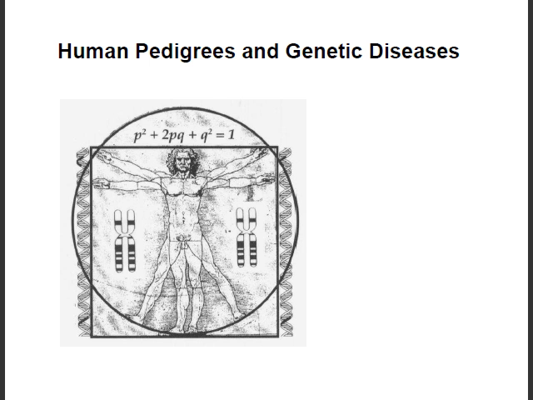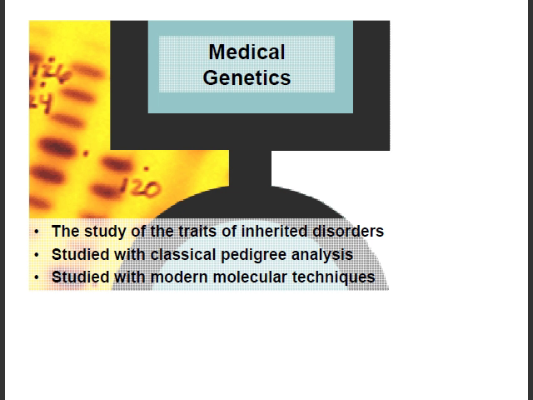Okay, this talk is going to be on human pedigrees. First off, I'd like to talk a little bit about medical genetics, which is really where all this is heading. The idea is that we're interested in studying the traits of inherited disorders. That is, these are traits that aren't really good for humans, and they're inherited over the generations. We might call them a genetic disease.